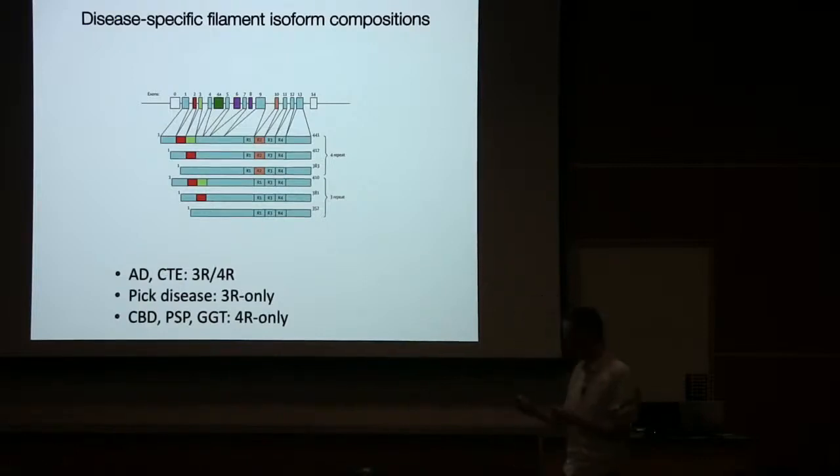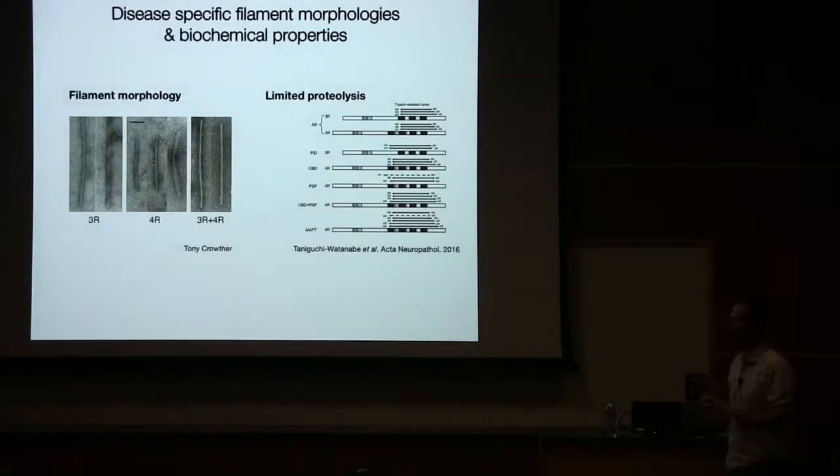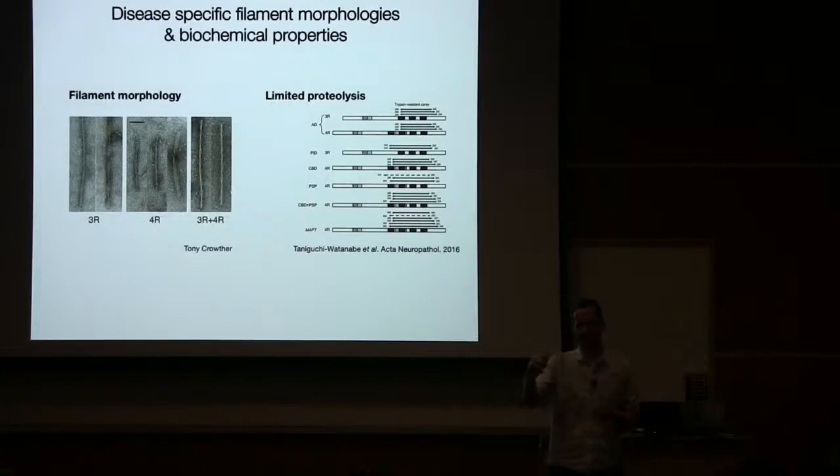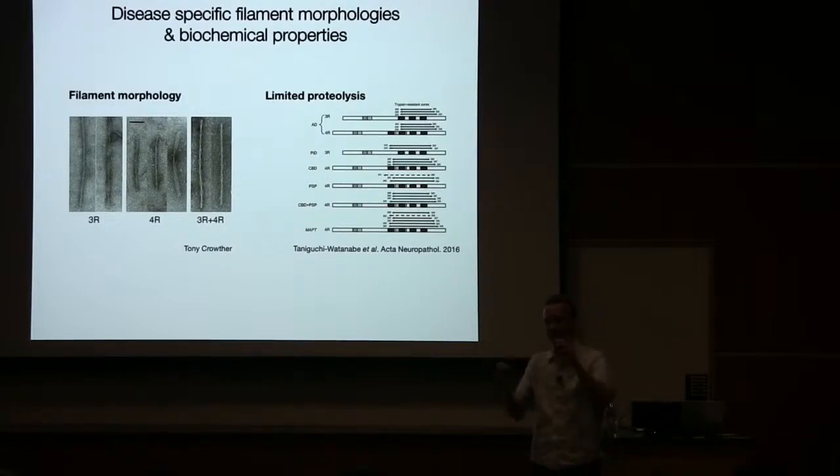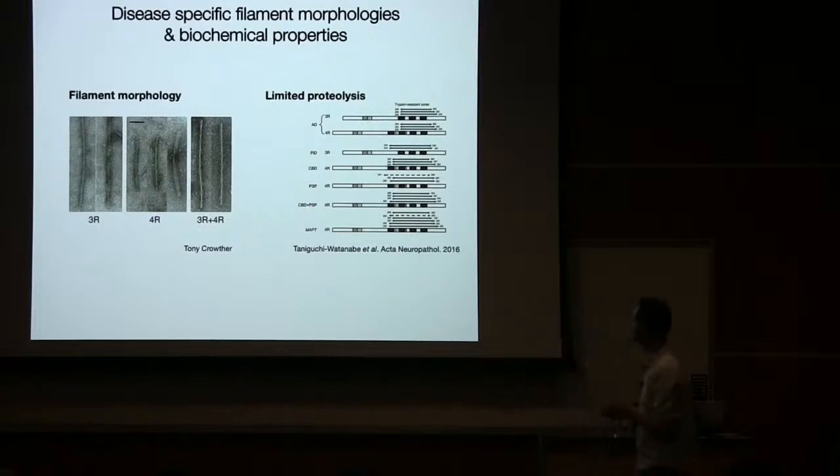So that's kind of interesting already in itself from a biochemical point of view. And then Tony Crowther, as I said, back in the 80s and the 90s, already was working with Michel using the electron microscopy techniques available back then, negative stain and software that he wrote himself, to look at some of these tau filaments. And already just from low resolution negative stain images, he could see that the morphology of the filaments, how wide they are and how much they twist, was different among the different diseases.